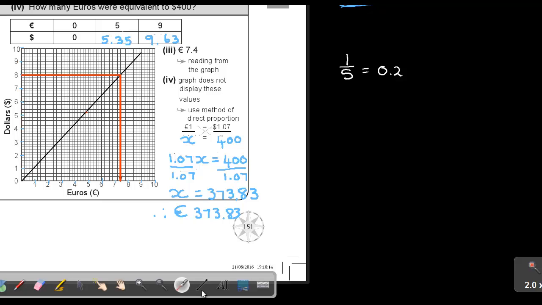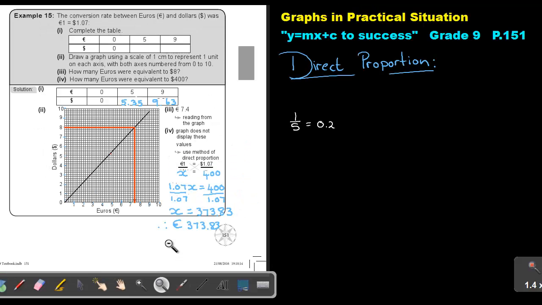Okay, and then the last one. Now, what is the problem with the last one? The problem with the last one is, let's just make it smaller, that they say $400. Now, these dollars only go up to 10. 400 is going to be very high. I cannot do it on the graph, but I can use my statement and I can use direct proportion. So basically, start with your statement: 1 euro equals $1.07, or I can use one of the statements. And now I'm just going to say it's $400. That's dollars, and I want to look at my euros.